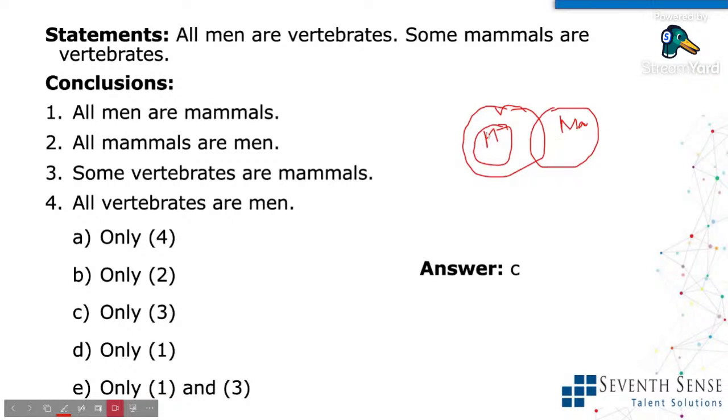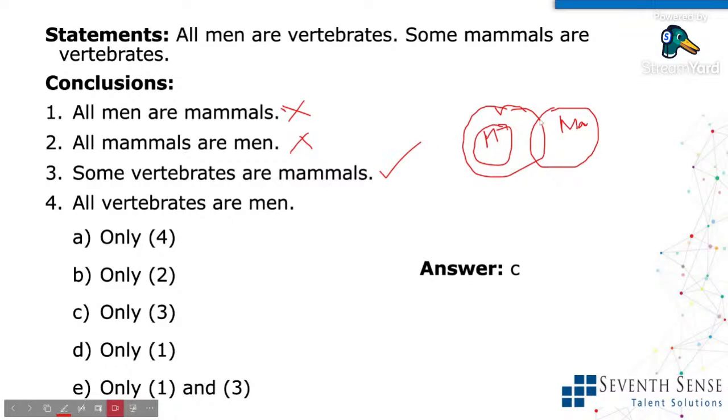All men are mammals? No. So I have to cancel this out. All mammals are men? No, only some mammals are vertebrates, not even men. Some vertebrates are mammals? Yes, some vertebrates are mammals.